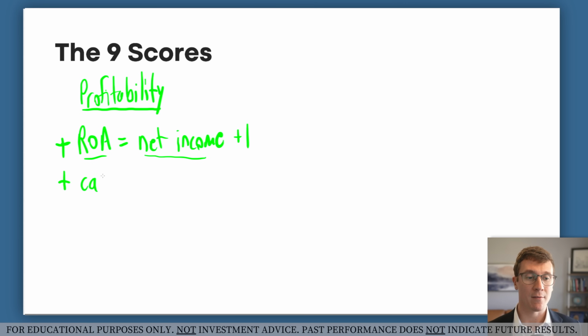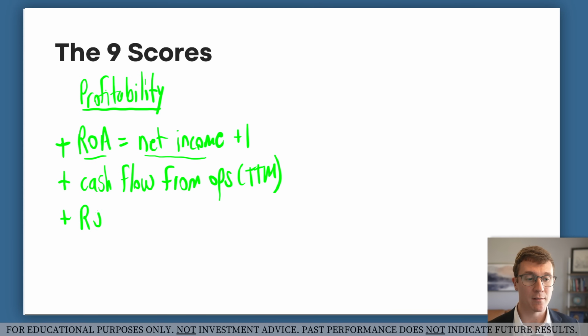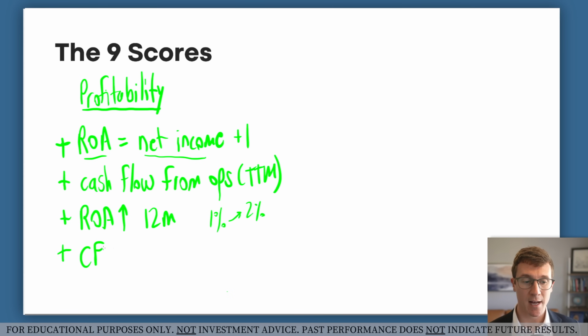The second is having positive cash flow from operations over the last 12 months. Next, he had a positive change in return on assets over the last 12 months. So this would be return on assets increasing from any level. As long as they increase, even if they increase from 1% to 2%, that would count as a positive score. And the last was based on the Sloan ratio, which is that the cash flow from operations should be higher than net income. This essentially reflects your earnings coming from legitimate cash flows and not just a bunch of accruals.